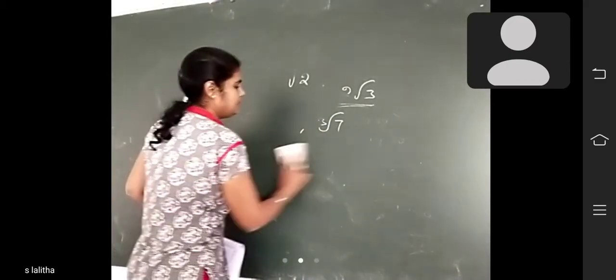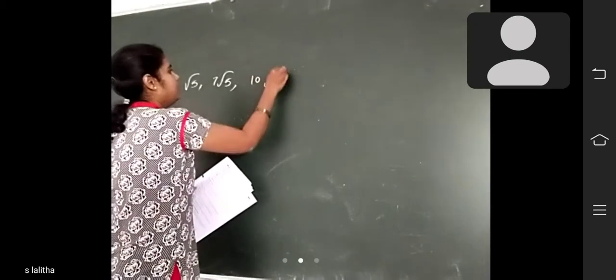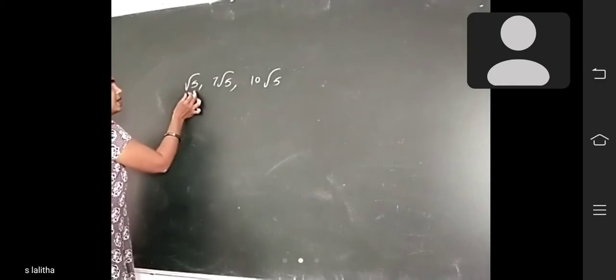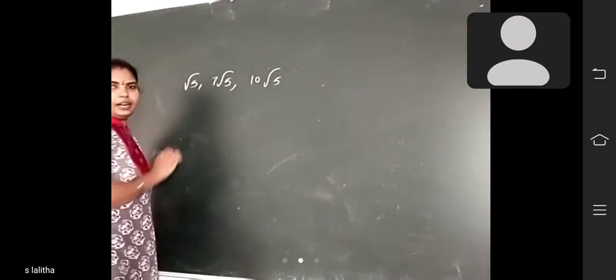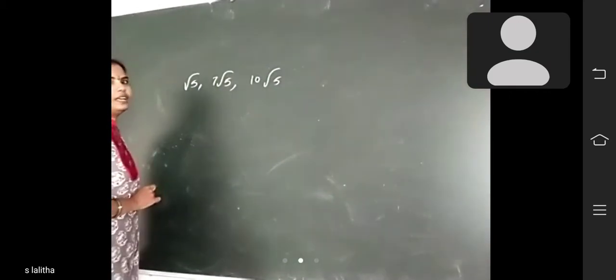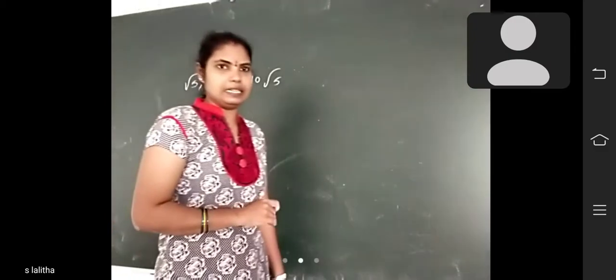See the example, children. Root 5, 7 root 5, 10 root 5. In these surds, the same irrational number is there. What is that? Root 5, root 5, root 5. The same surds are there, no? So these surds are called like surds or similar surds.